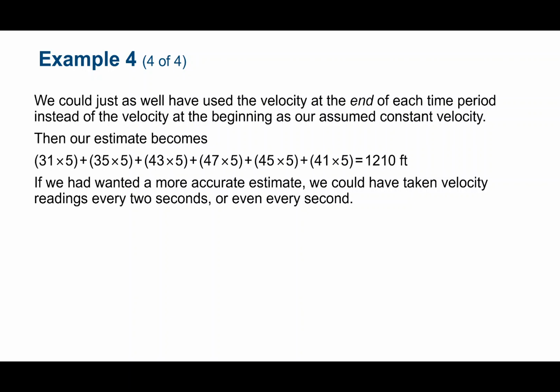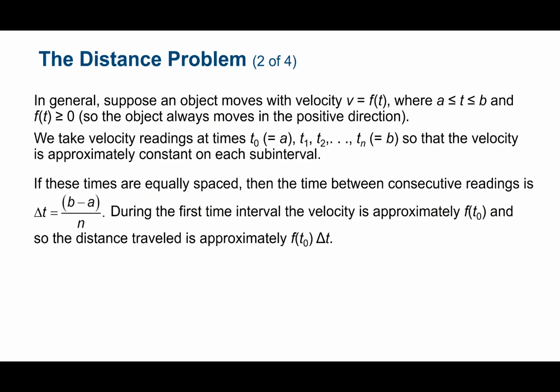Same idea. If we wanted to be more accurate, what could we do? We could write down our velocity more often, get more intervals. Then for each interval, we won't have as much error. And then ideally, what would happen? We could take the limit as our number of time intervals approaches infinity. Are you getting the idea there?